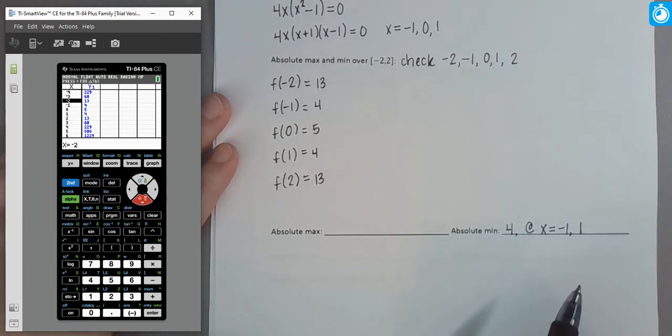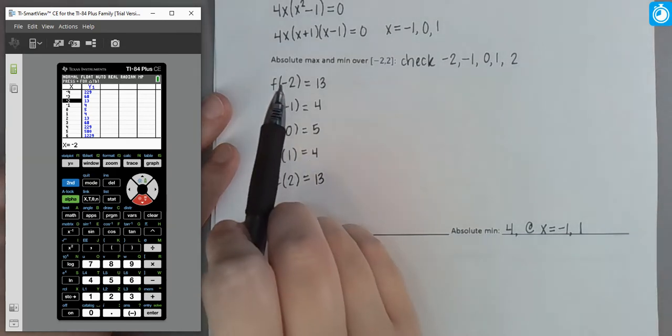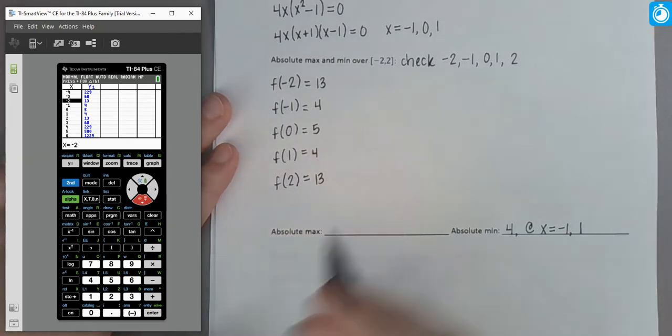We want to make a note of saying this is the minimum value, but it happens to be reached at two different locations. So two locations in this case represent that value of that absolute minimum. Now the highest value we reach is going to be 13, and notice it occurs at both of our endpoints.